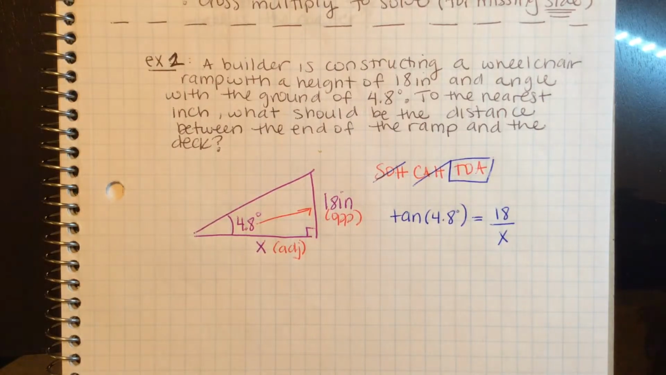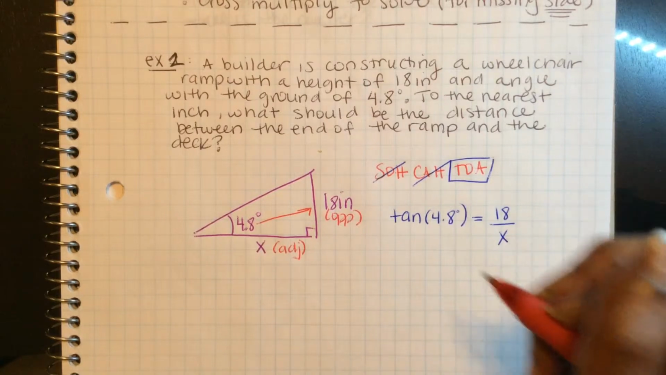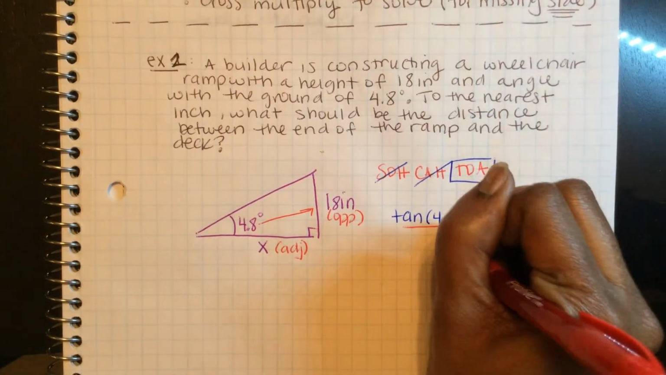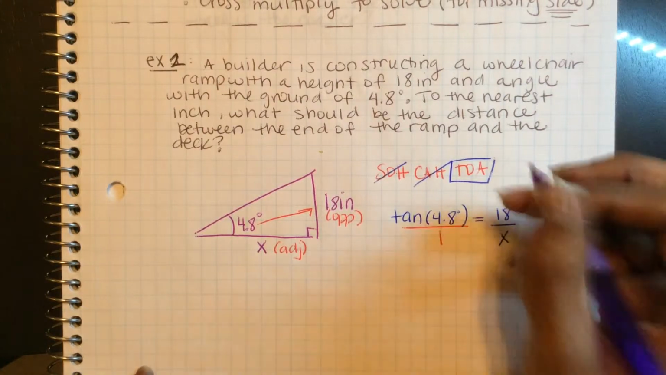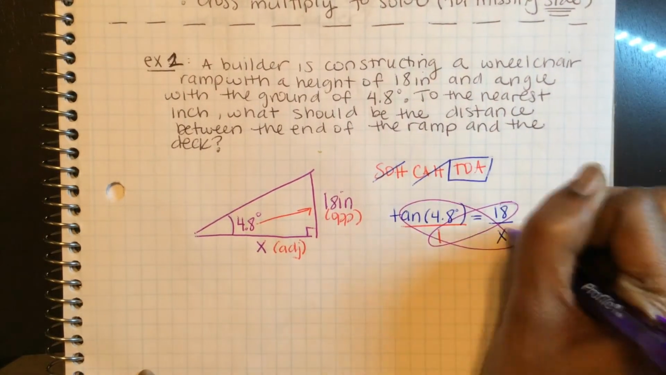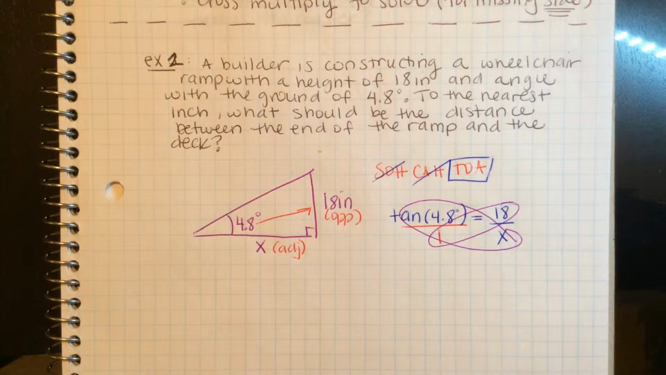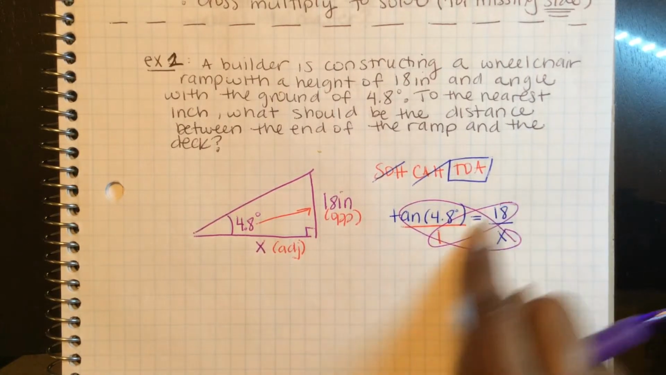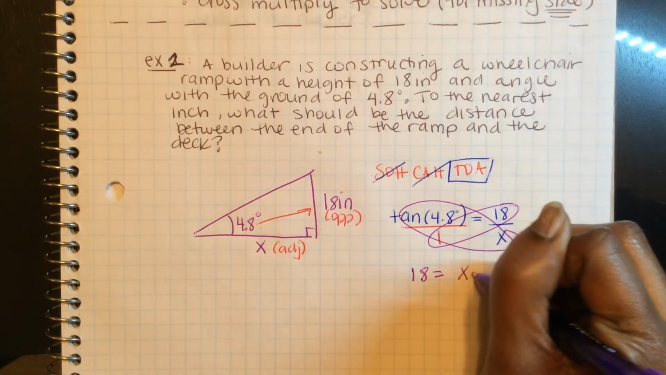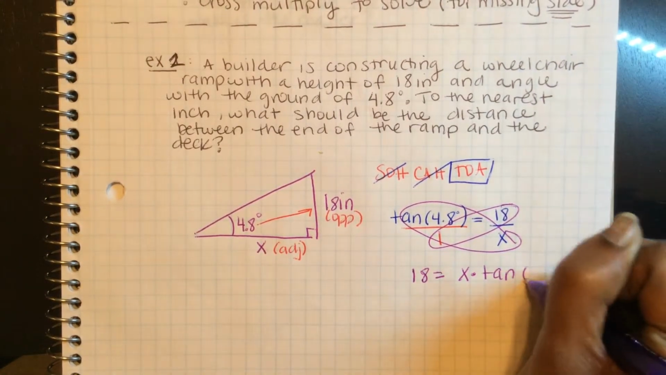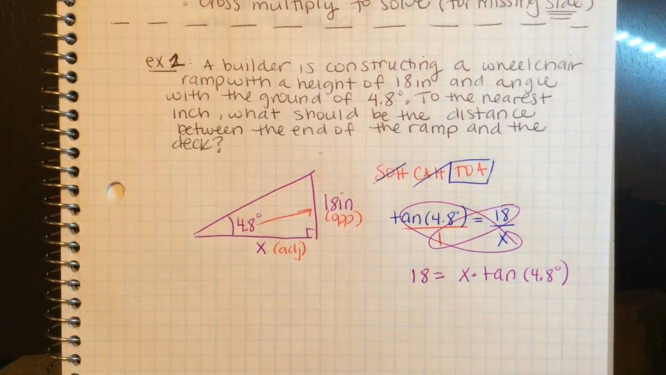So now that I've set up this trig ratio, the right side of my equation is a fraction, so I can make this side a fraction by putting it over 1. Then I will cross multiply to solve for x. So in this way I have 18 times 1, which is 18, equals x multiplied by tangent of 4.8 degrees.